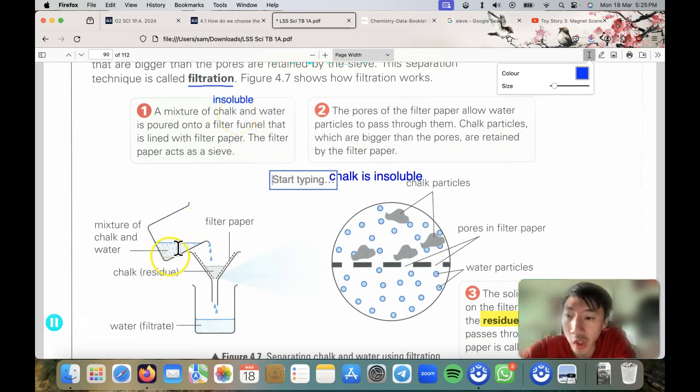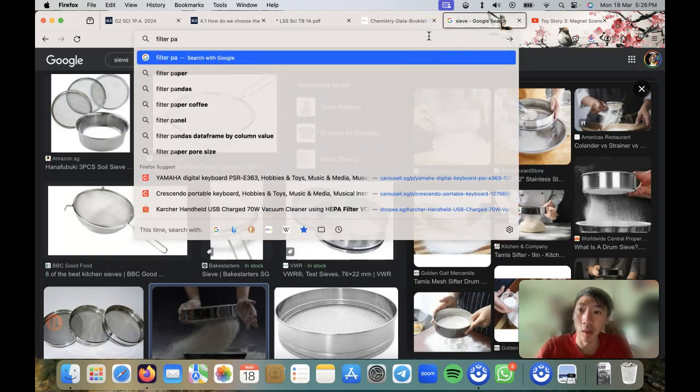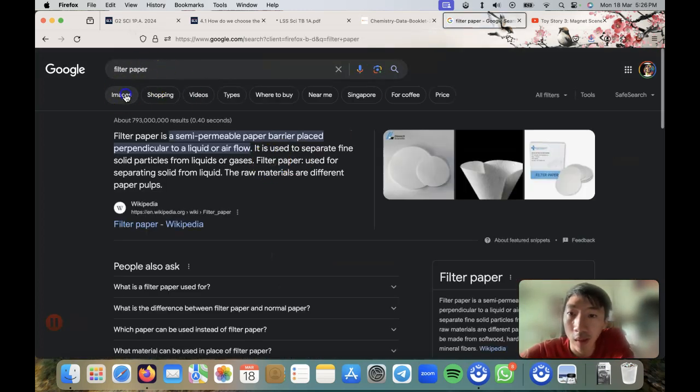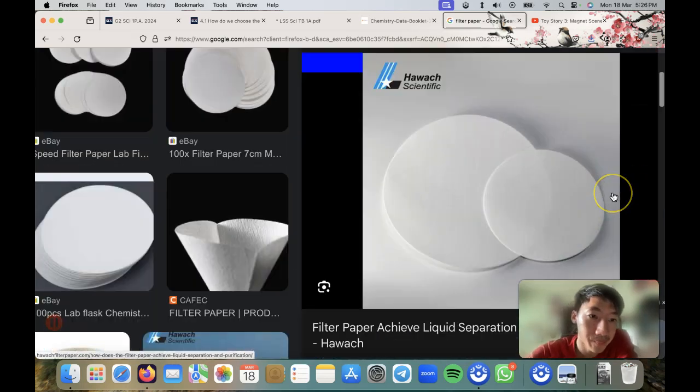In the mixture of chalk and water, when you pour it through, the pores of the filter paper will allow the water particles to pass through them. That is because water particles are very small. They can pass through the pores of the filter paper, whereas the chalk particles, which are bigger than the pores, are retained by the filter paper. Now I realize that maybe some of you have never seen filter paper, so let's show you what it looks like. Filter paper looks like this. It's just a thin piece of paper.